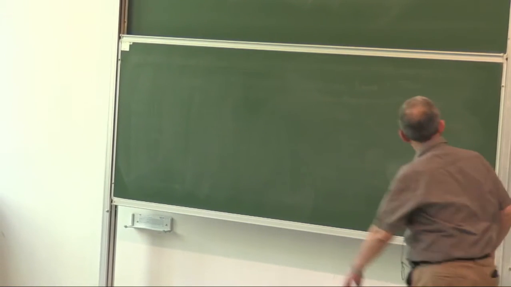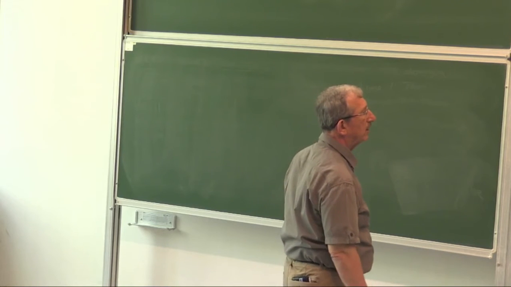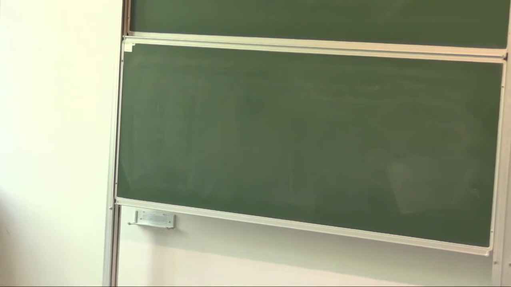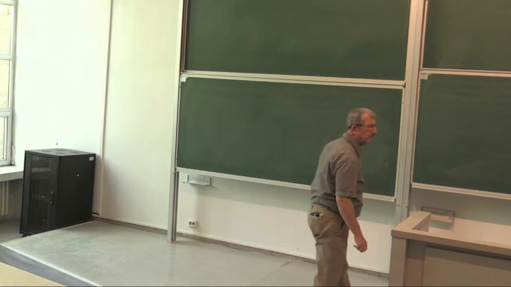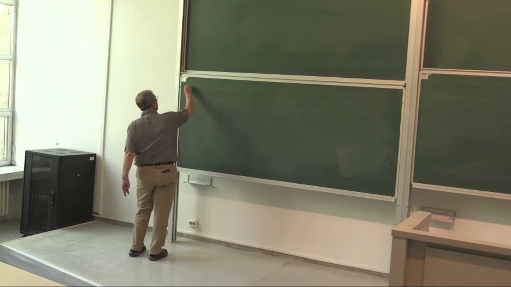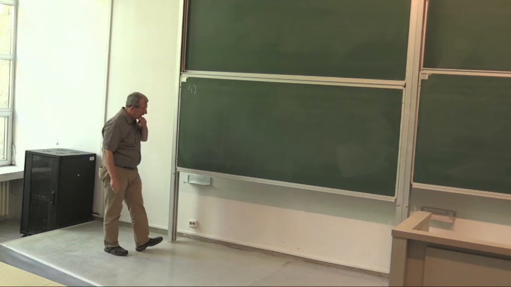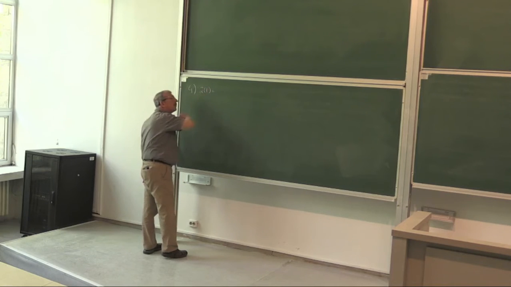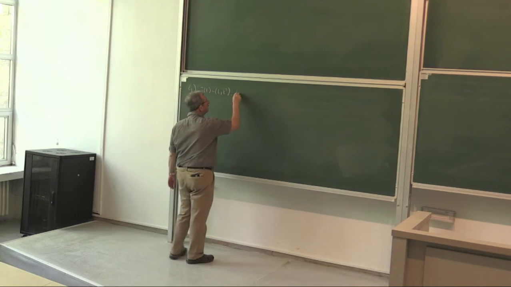Okay, continuing with more examples. Let me consider my fourth example. Consider the curve described by this function, t and t squared, where t is in R.